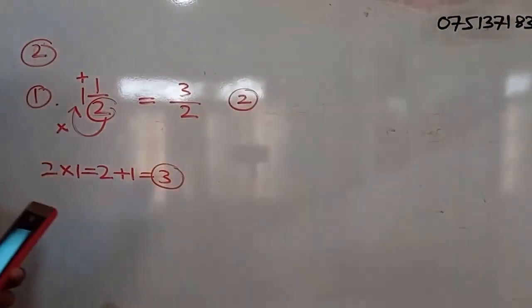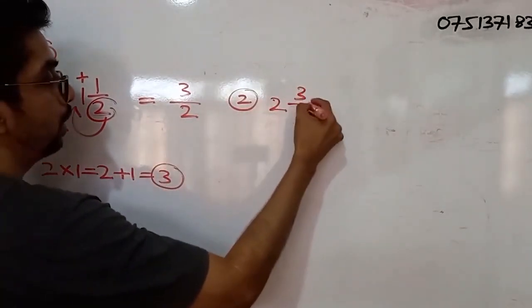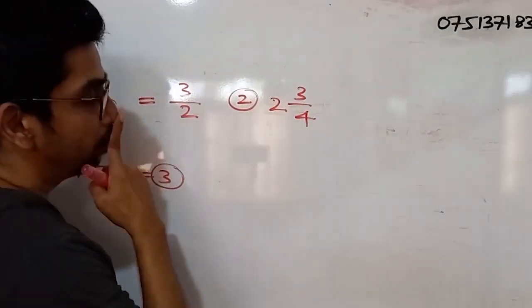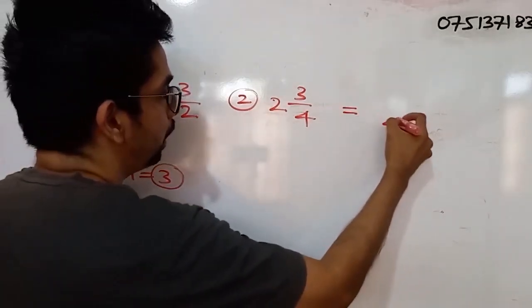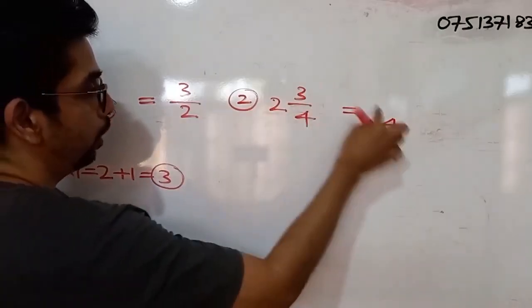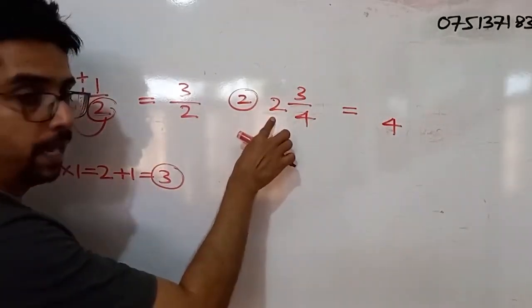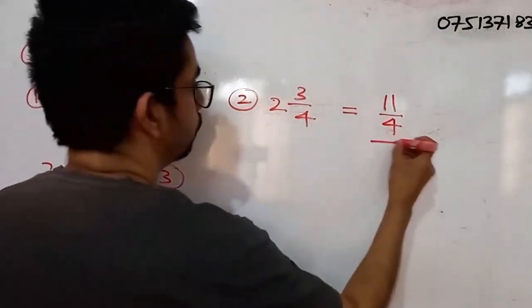Okay, part 2. So the given fraction is 2 and 3 by 4. So how do we calculate the improper fraction? The denominator will be the same, right? So here the denominator is 4 and here also the denominator will be 4. 4 times 2 we know that is 8. Add 3 we get what? 11. So this will be the answer.